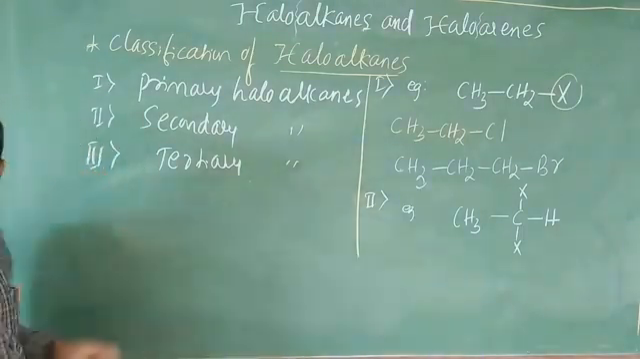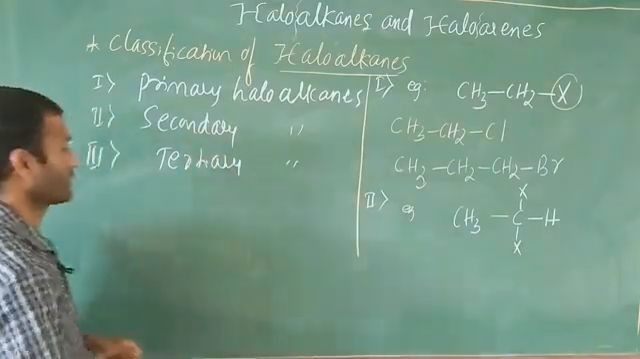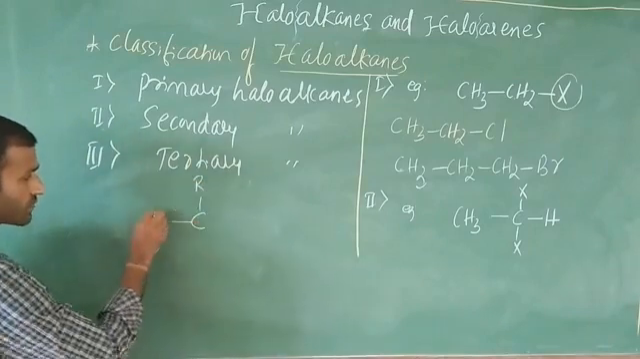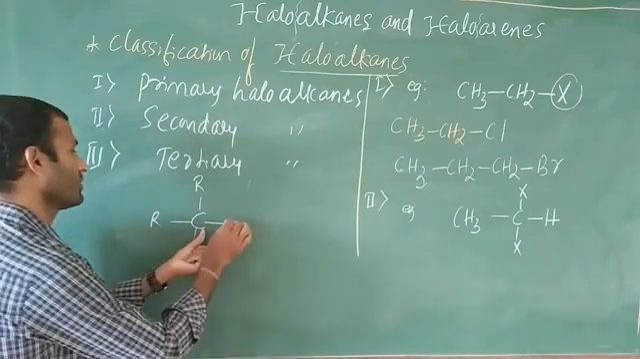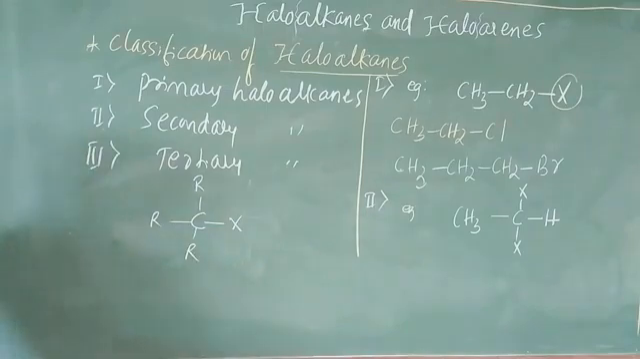Just see here, there are 2 methods to find out primary, secondary and tertiary. Tertiary means this is the carbon, and this one is R, this is R, this is R, and the fourth is attached with any of the halogens. This one indicates tertiary haloalkanes.